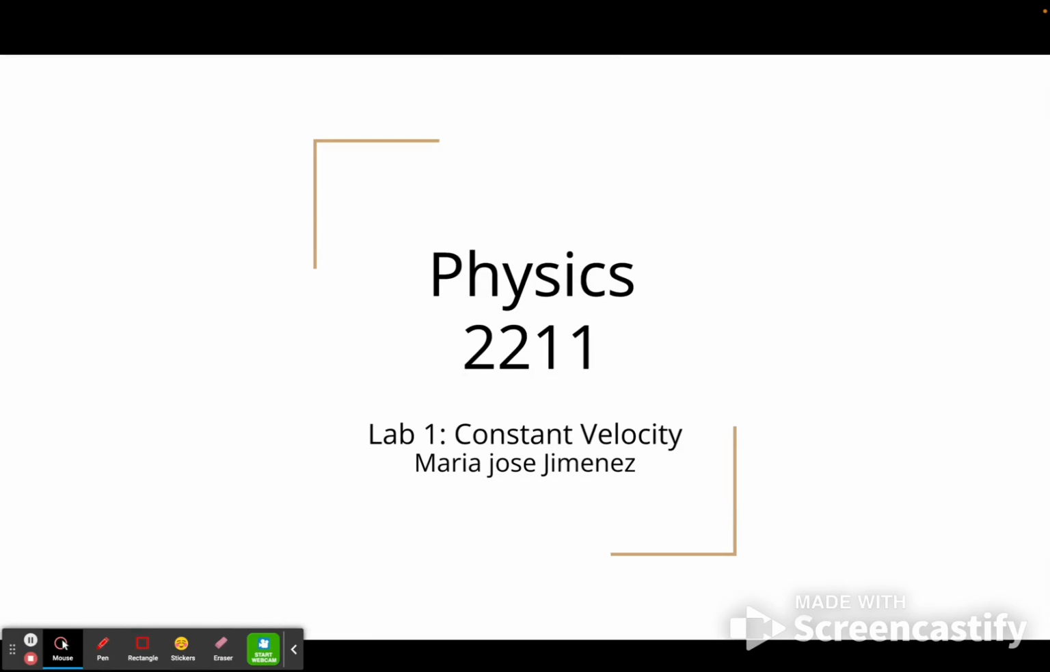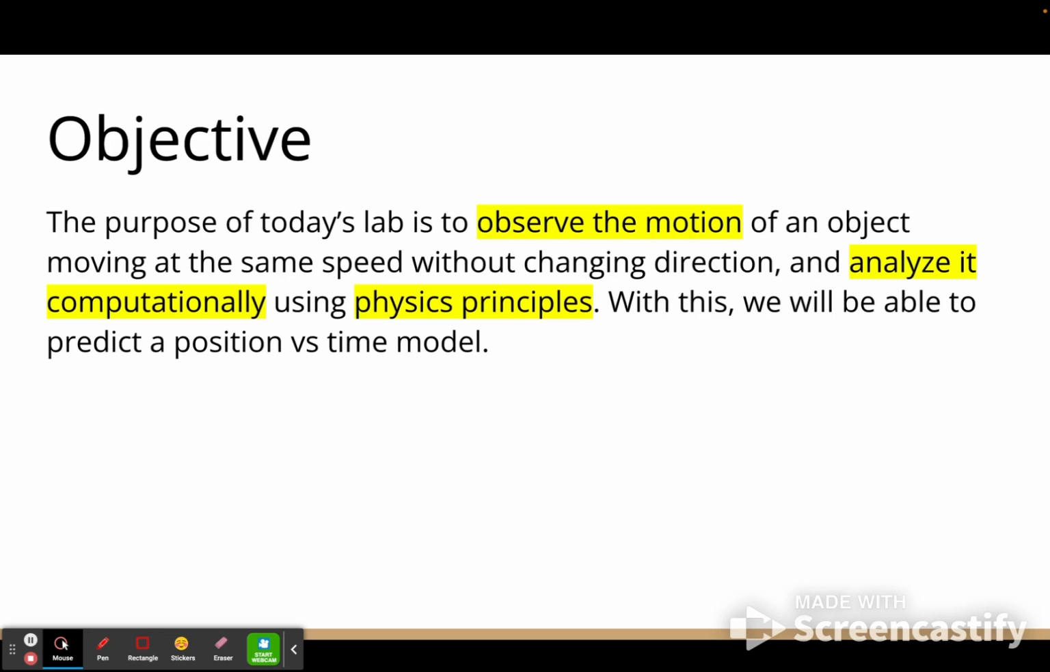This lab covers Newton's second law and the momentum principle. Today's objective is to observe the motion of an object, in my case a thermos, moving at the same speed without changing direction, and analyze it computationally through GlowScript, using physics principles. With this, we will be able to predict a position versus time model.